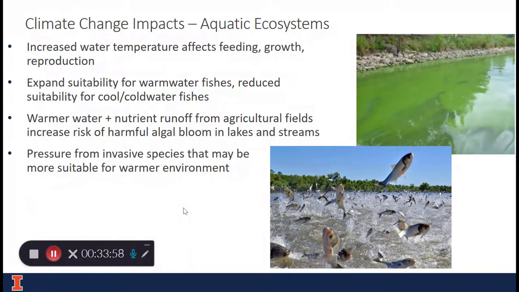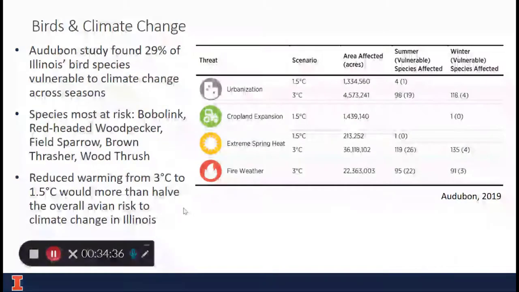Just like we have pressure from the disturbance of climate change, we also have pressure from invasive species that may be more suitable to a warmer environment. We think about the Asian or big-headed carp and its slow trajectory up the Illinois River toward Lake Michigan. As water temperatures warm both in the lakes and in the streams, it makes a more suitable environment for those invasive species, which again, not only do we get the stress from increased wet and dry spells and increased temperatures for our native fish species, we also get the increased competition compounding that factor from invasive species.